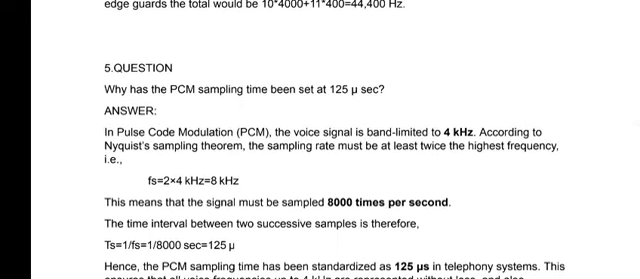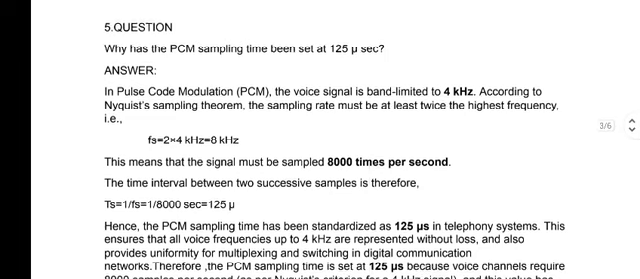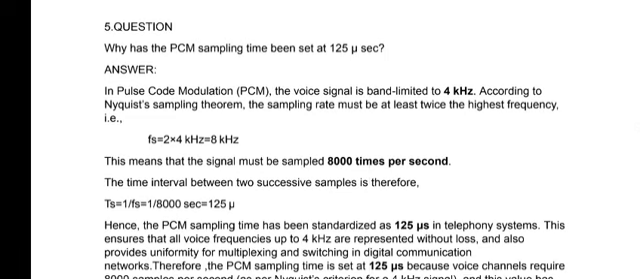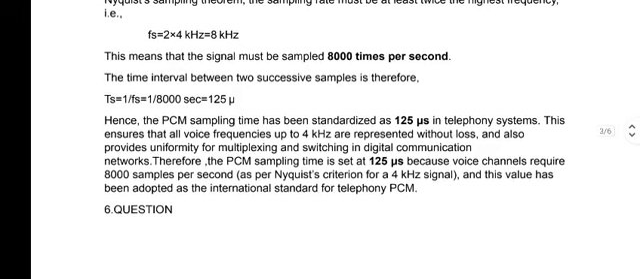Question 5. Why has the PCM sampling time been set at 125 microseconds? Answer. In pulse code modulation, PCM, the voice signal is band limited to 4 kHz. According to the Nyquist sampling theorem, the sampling rate must be at least twice the highest frequency, that is Fs equals 8 kHz. This means that the signal must be sampled 8,000 times per second.